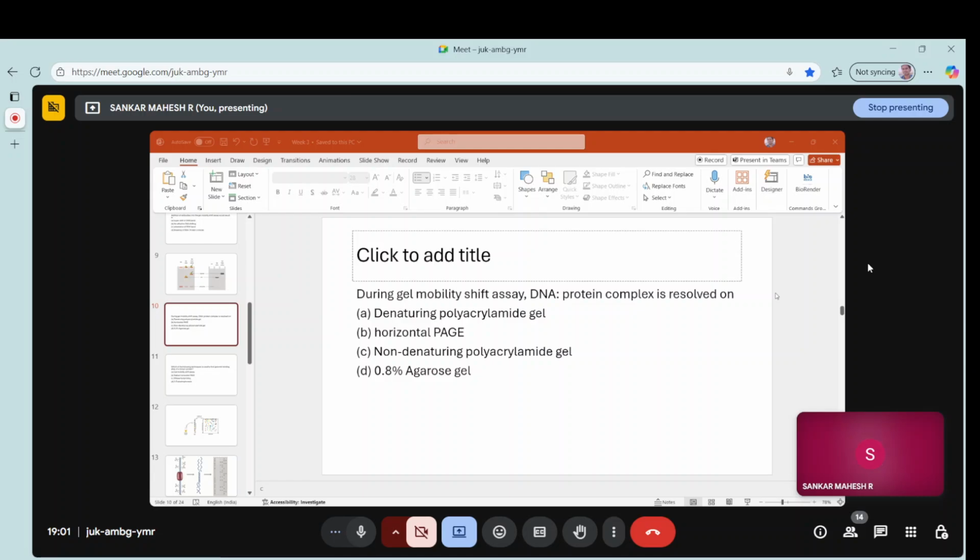Horizontal also we can remove, but I don't know the proper reason. Right. And C would be correct answer. Yeah, so people, I personally have no experience with horizontal page.